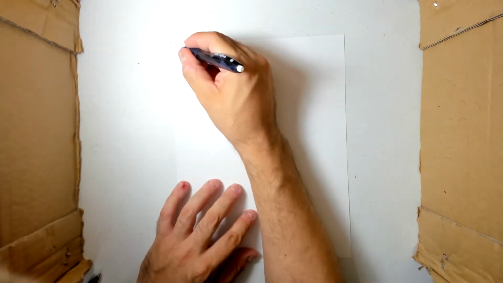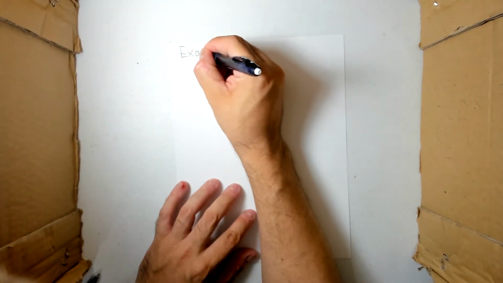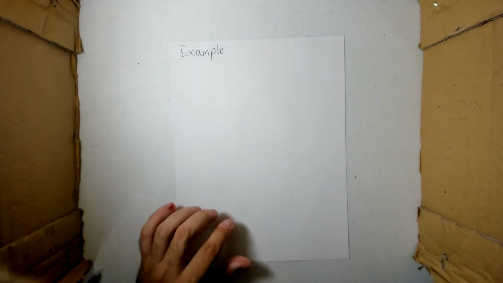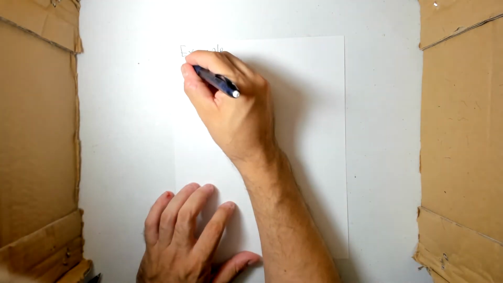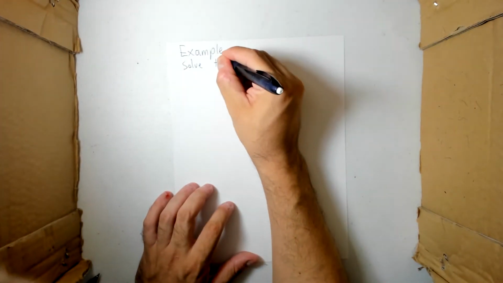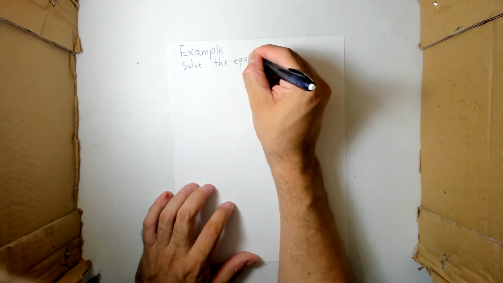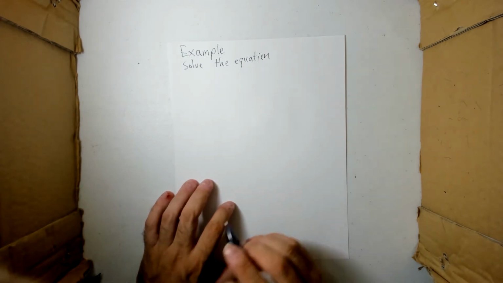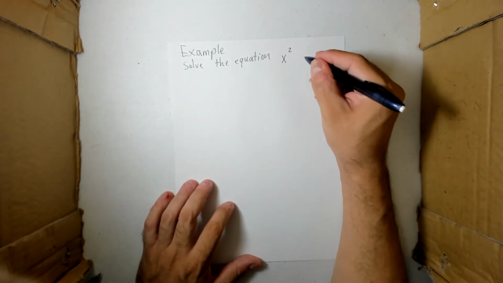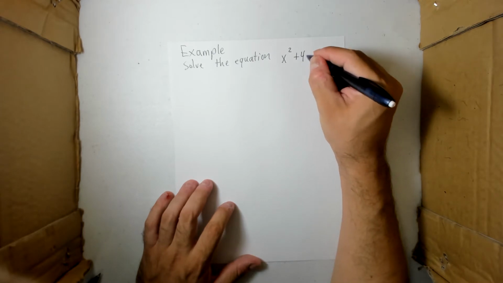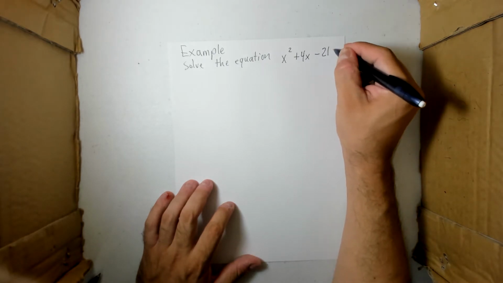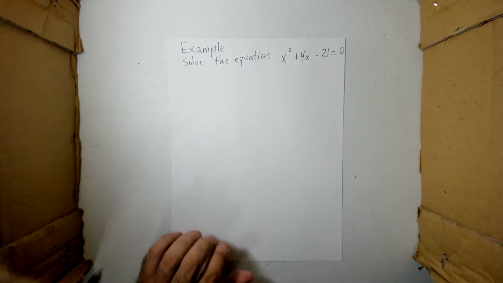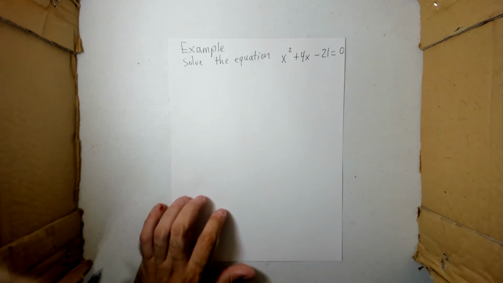So now we're going to solve the following example. I want to solve the equation x squared plus 4x minus 21 equals 0. Again, I'm going to solve this equation by factoring.